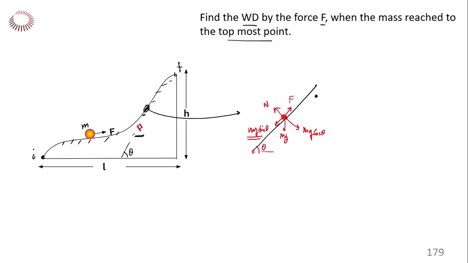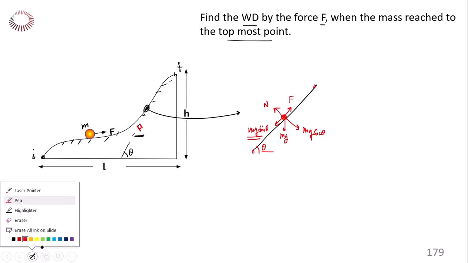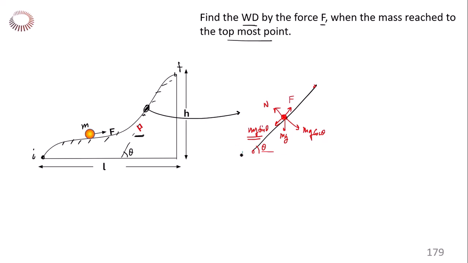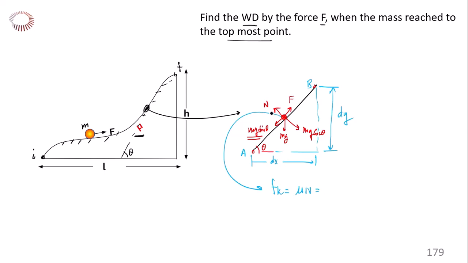Now let us say for this small segment of the path, I am moving the particle from point A to point B, such that the AB horizontal distance is dx and this vertical distance is, suppose, dy. I am considering a small track so that the particle moves from A to B. Inside that, what is the friction force? Since the particle is moving, friction is kinetic friction, which equals mu into N. What is N? N is mg cos theta. So mu mg cos theta is the friction force acting on this particle.